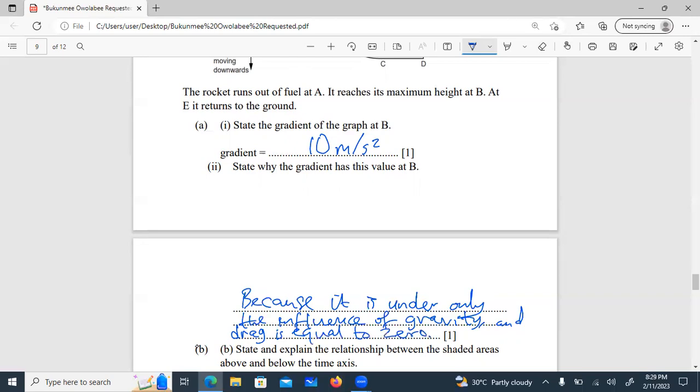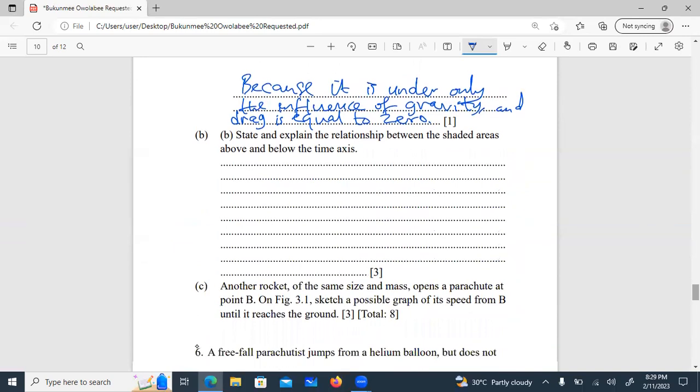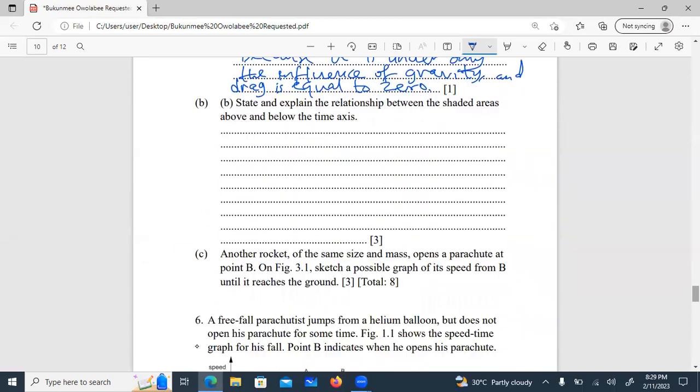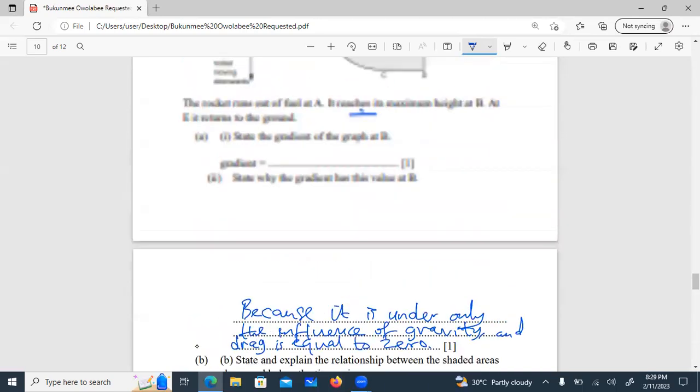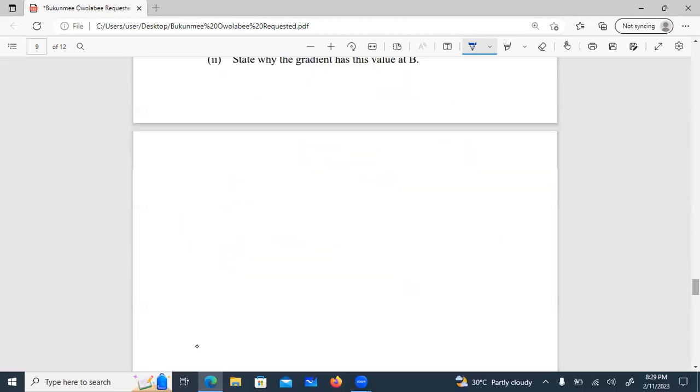Take note that when an object is not moving, when an object is at rest, drag has no influence on it. The influence of air resistance is 0. Air resistance will only act on objects that are moving in the air, okay? That's why the value of the slope is 10 meters per second square. The slope at B, when it's not moving, at maximum height, has the value of 10 meters per second square, acceleration due to gravity, okay? Because drag does not affect the slope.